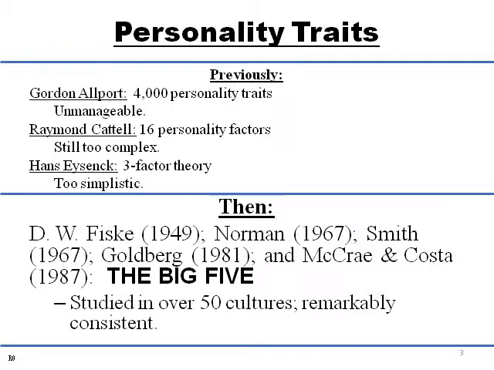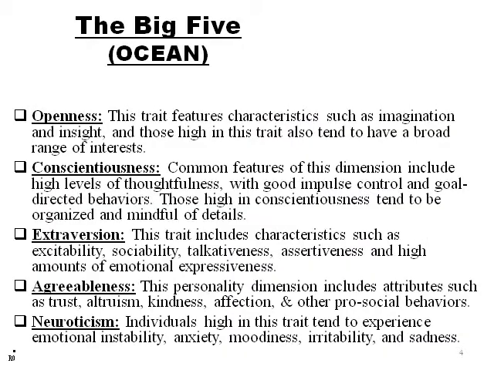Well, that was a little oversimplistic, so we went from too complicated to oversimplified. Around the same time in the late 40s, a number of people came up with what's now known as the Big Five, and perhaps that's now most associated with McCrae and Costa from the late 1980s. These are 5 personality traits. They've been studied in over 50 different cultures and found to be remarkably consistent over various cultures. What are they? Well, you can use the acronym OCEAN to think about the 5 personality traits.